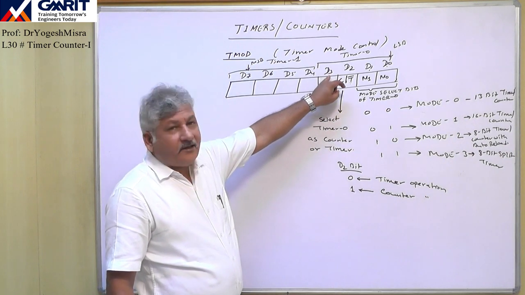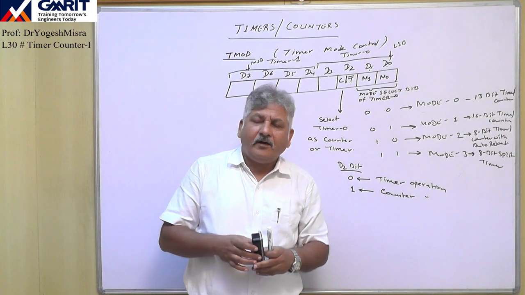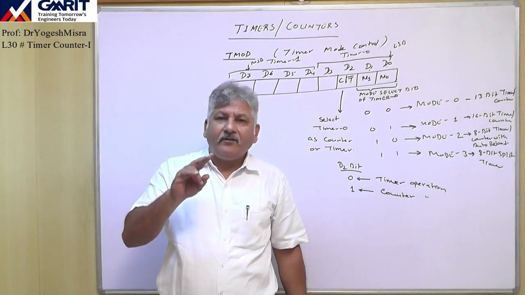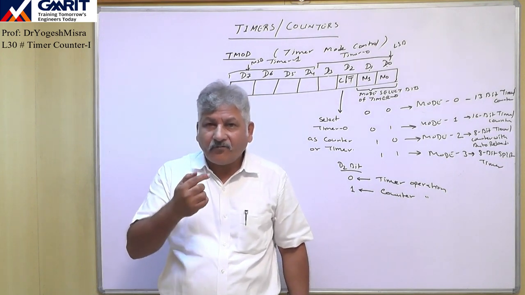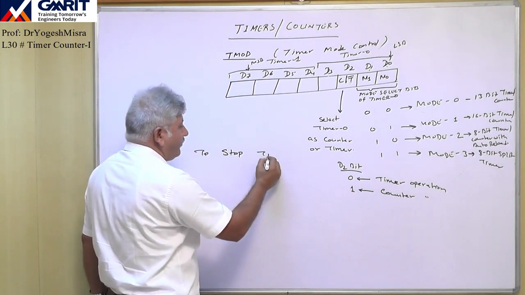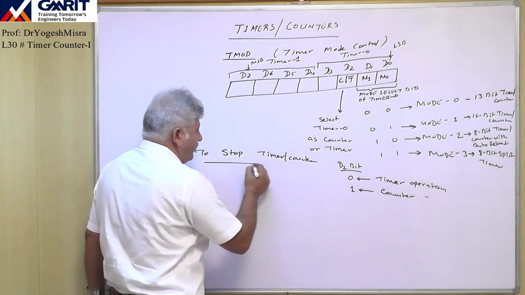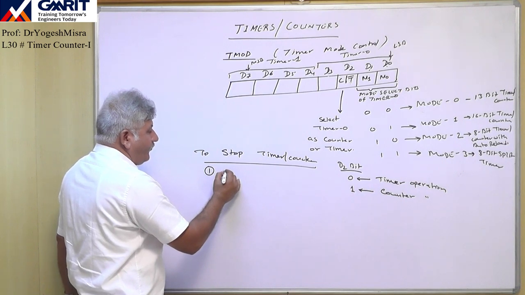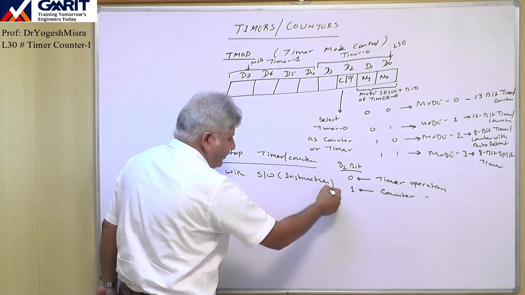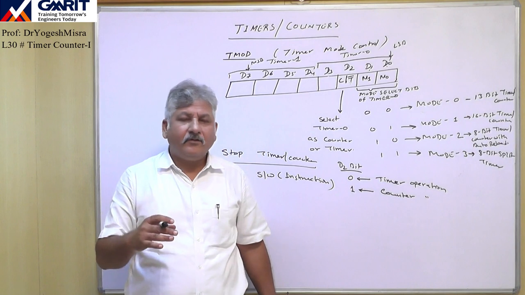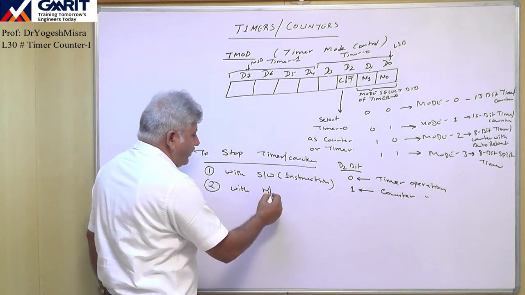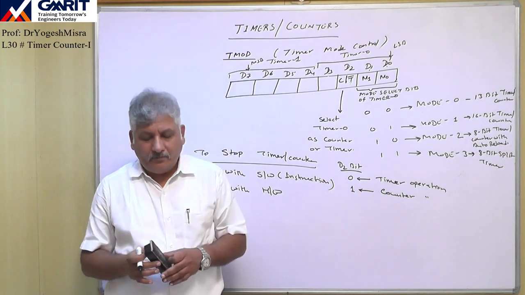Now there is another bit, D3 bit. Now with the timer, once we start the timer, then to stop the timer, we have two methods. So basically we are talking about how to stop the timer or counter. We have two methods. One, with the help of software, means with the help of instruction. We just send some instruction, with that instruction your timer or counter will stop. And the second method is with hardware. With the help of some hardware, we can stop these timers.